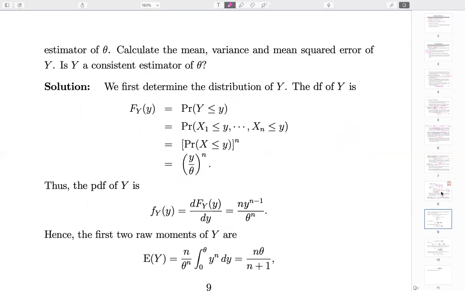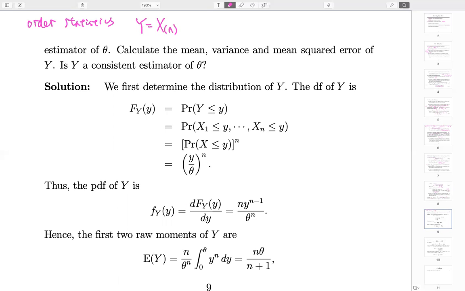So we want to calculate everything. We want to know the mean, variance, and mean squared error. Is Y a consistent estimator? This is very important. That's because this is actually the max order statistic, and by the way, this is the notation.